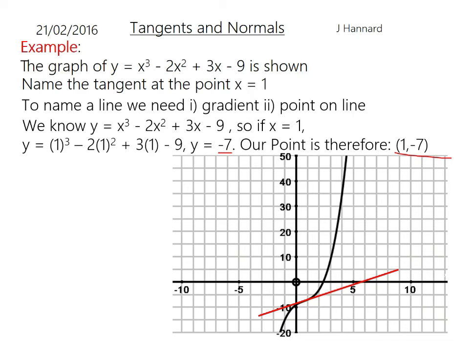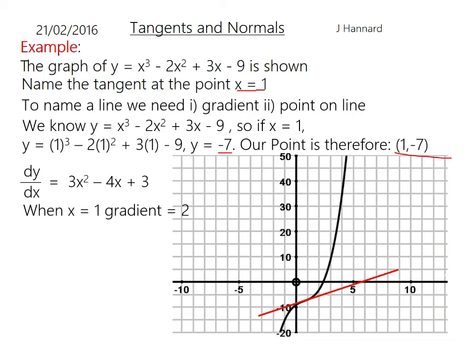You'll have to do that first. I mean, you can find your gradient first if you want to, but I like to find my point, so I've got my gradient and my point, and then I'm ready to go. If you're given x equals 1, you put that back through the equation to get your y coordinate, and then stick them in a nice little coordinate. So to get the gradient, we find dy by dx, so power to the front, knock 1 off the power, so you get 3x squared minus 4x plus 3. Stick your x coordinate through, we're given it as 1, so you get a gradient of 2.